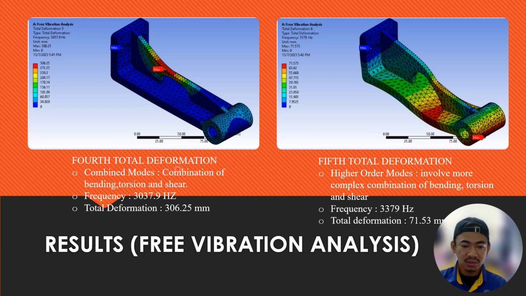For the fourth total deformation, it is a combined mode. It is a combination of bending, torsion, and shear. The frequency that we get is 3037.9 Hz and total deformation is 306.25 millimeter. For the fifth deformation, it is a higher order mode. It involves a more complex combination of bending, torsion, and shear. For the frequency, we get 3379 Hz and total deformation is 71.53 millimeter.